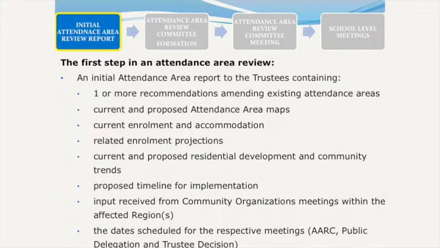The first step in the attendance area review is an initial attendance area report to the trustees with one or more recommendations of amending the attendance areas. We'll have current and proposed attendance maps. We'll do enrollment and accommodations. We'll do enrollment projections. We'll talk about current and proposed residential development and community trends. So, are we in decline? Are we in growth? Why are we doing this? Proposed timelines of when we make the adjustment in the attendance area review. Any input we receive from the community organizations that we have with the annual meeting will be included in this process. And the dates and schedules of respective meetings that we'll have with respect to the public process.